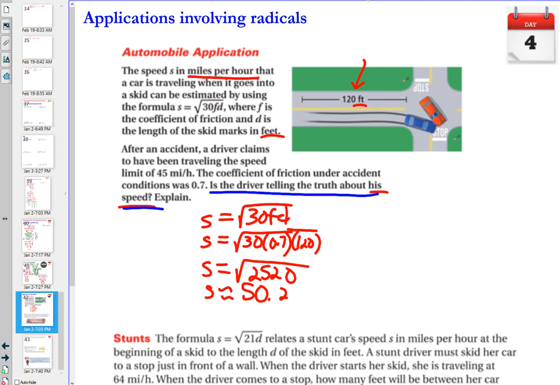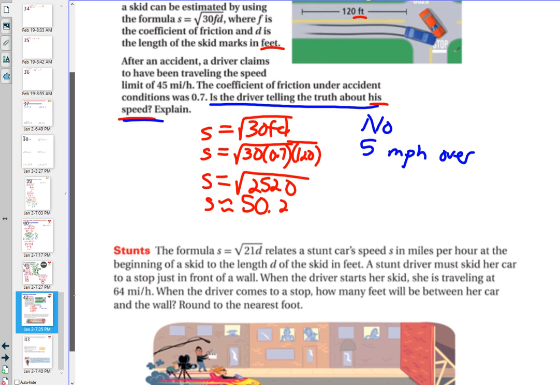Yeah. So the answer to this would just be no. And it has to explain he was going 5 miles per hour over. How do I know he was going 5 miles per hour over? Yes, exactly. Any questions there?